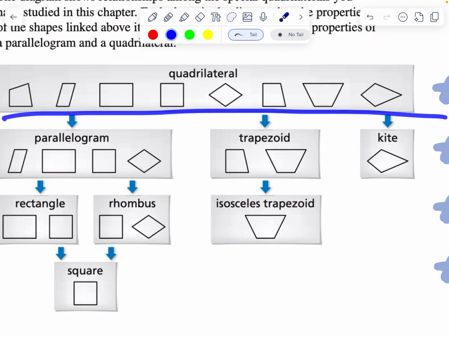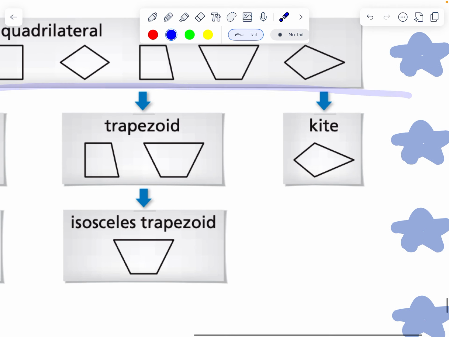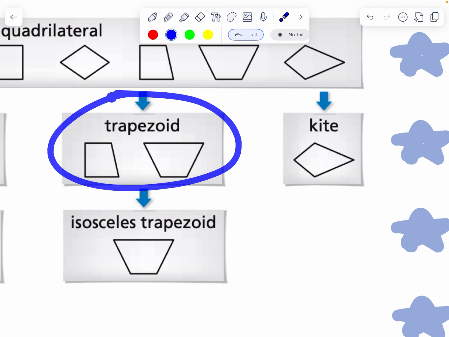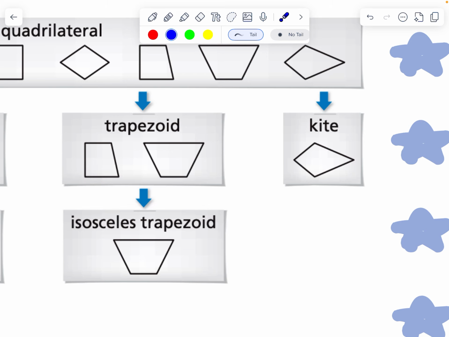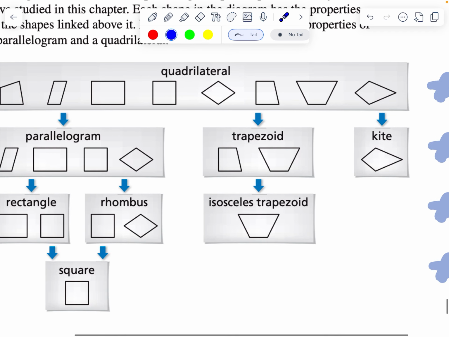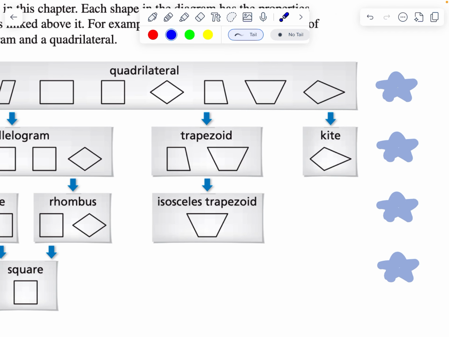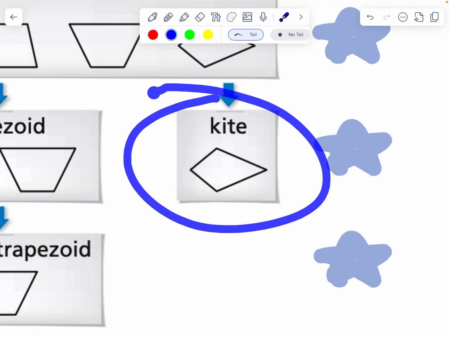If it's a quadrilateral that's not a parallelogram, it could be a trapezoid or a kite. Well, if only one pair of opposite sides are parallel, then it's a trapezoid. If the 2 non-parallel sides are congruent, then it's an isosceles trapezoid. If I'm looking at a quadrilateral and none of the sides are parallel, then you're dealing with a kite if you have 0 parallel sides.